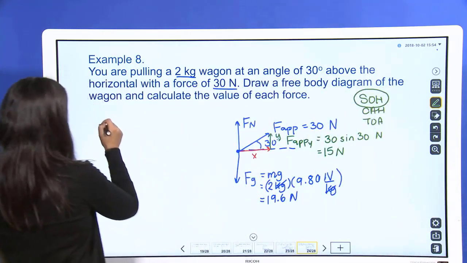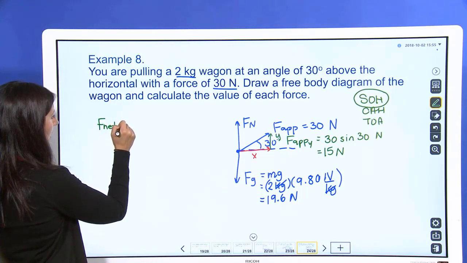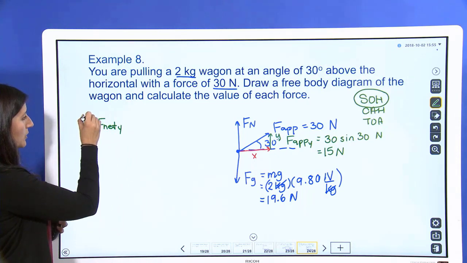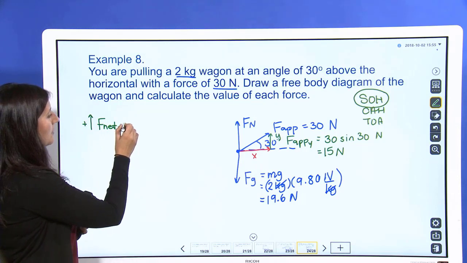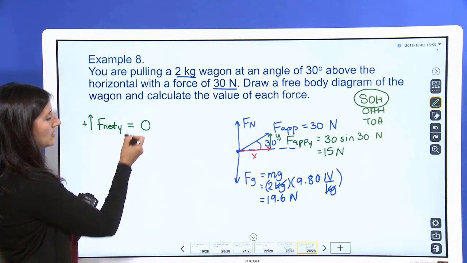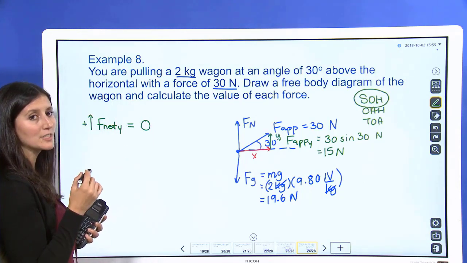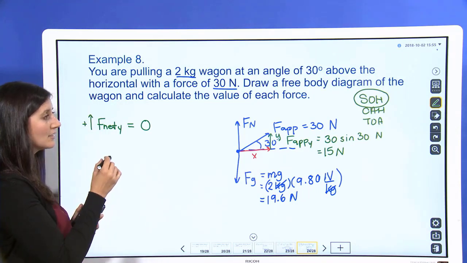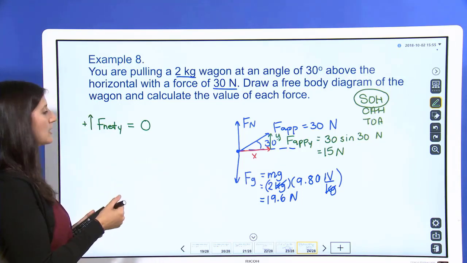I'm going to say the F net in the y direction. I'm going to say that the positive direction would be upwards, because we're talking about the y direction. So positive is up. I want to make it so the net force in the y direction is 0. That way, all of the forces in the y direction cancel out, and this object is not changing its velocity in the y direction. It's staying constant. It's staying at a velocity of 0 in that direction. It's only moving in the x direction.